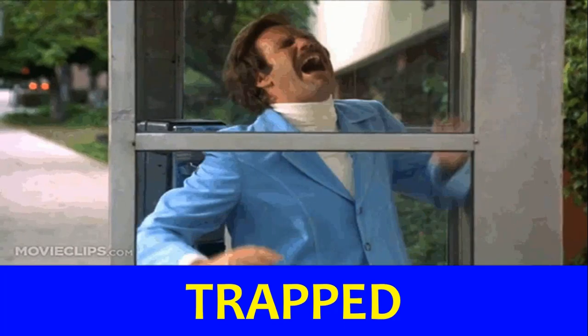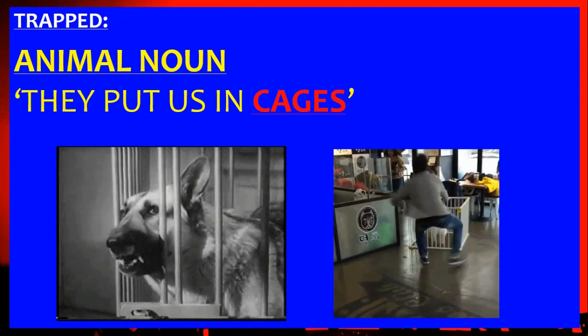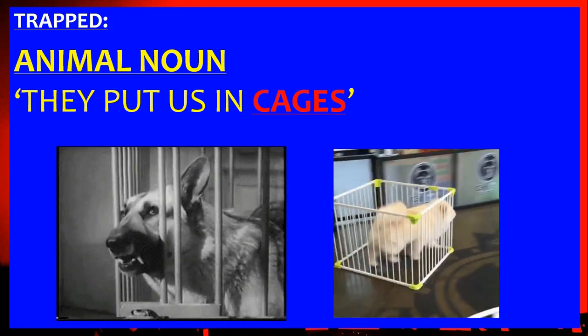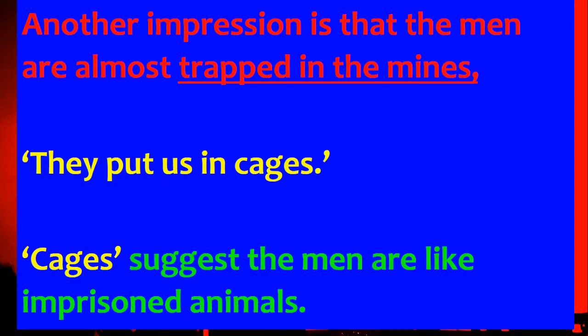Okay, trapped, again there's not going to be too much for this. So the noun cages suggests that Obed couldn't get out, that he was trapped, almost like a prisoner down the mines. Another impression is the men were trapped in the mines. My quote is they put us in cages. So even though that's a 5-word quote, I'm now going to just zoom in on one word. So cages suggests the men are like imprisoned animals. Really simple. Impression is they're trapped. Quote cages. I'm explaining why cages says they're trapped.